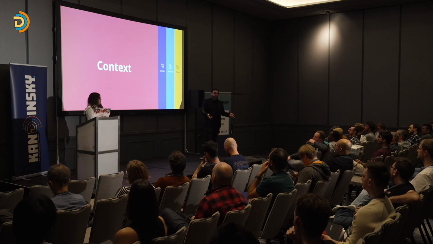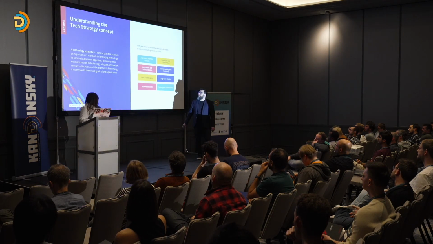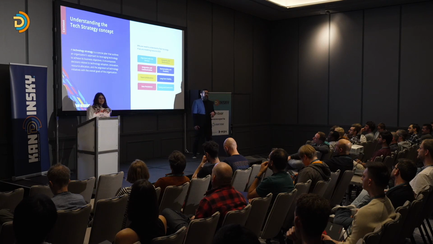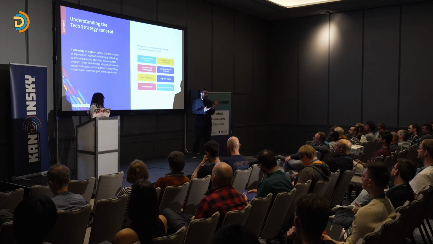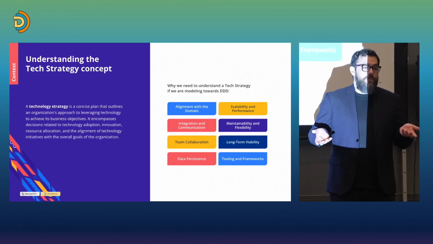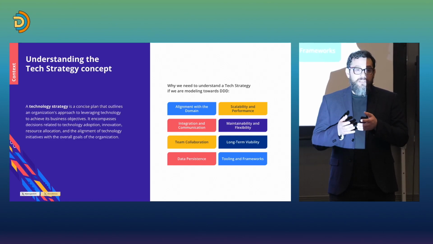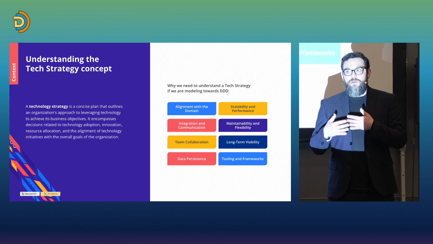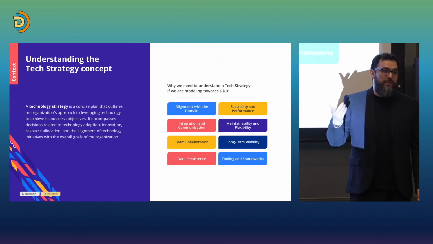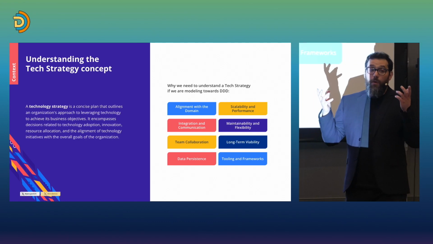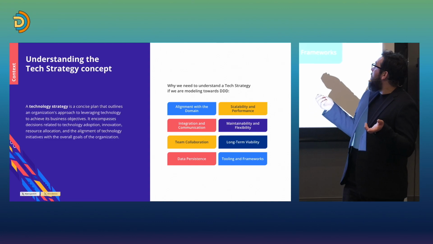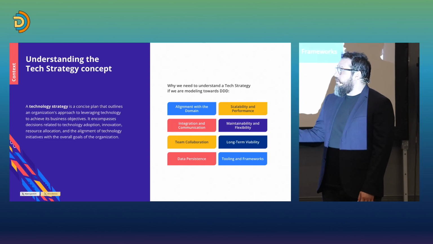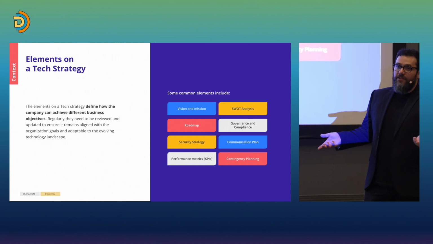And what we refer to as context, please help me with this. We need to understand a lot of context from the organization we start to work with. First of all, tech strategy. This is a consistent plan that needs to help the organization or the business to get the goals they want. They need to be in synchrony all the time. And it's composed of a lot of components or a lot of parts.